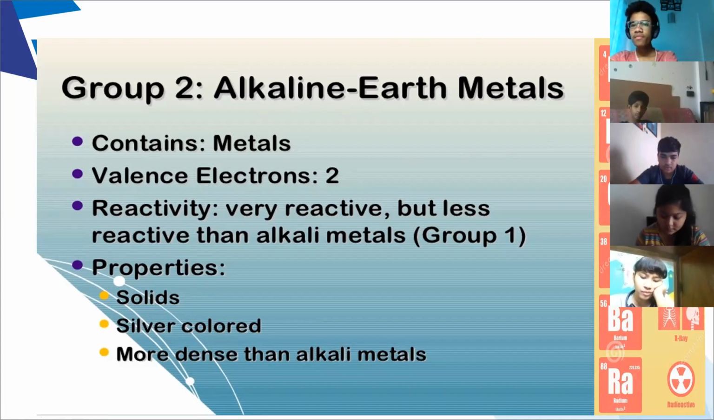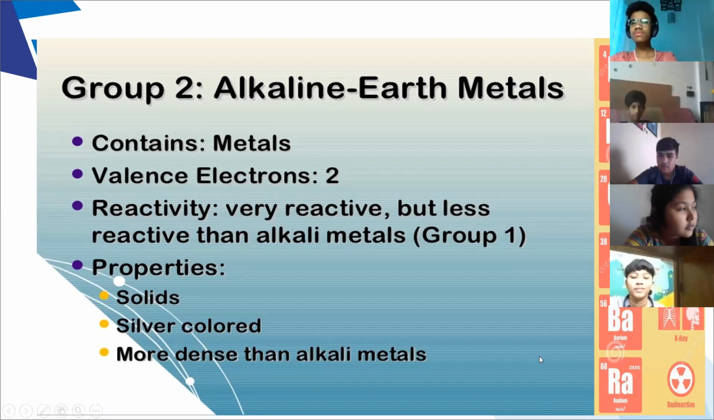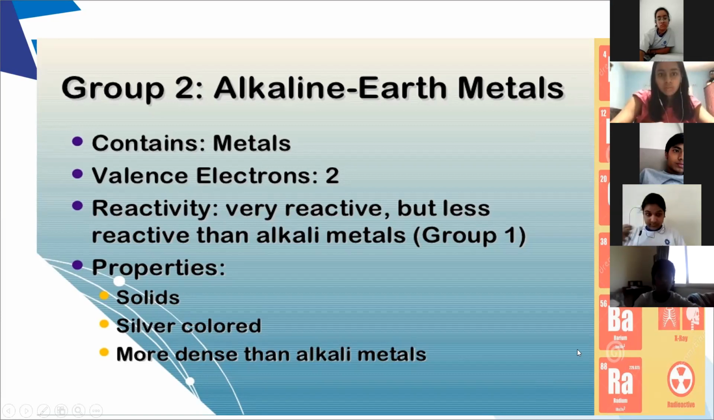Ma'am, CaO plus H2. Very good. What will we get? They form hydroxides. I told you they form hydroxides which are soluble in water. What is the formula of the hydroxide of calcium? Ca(OH)2.